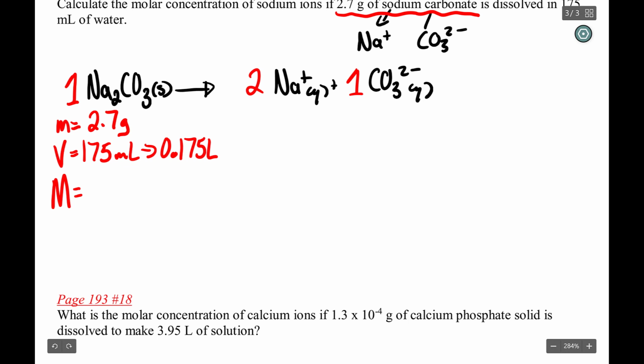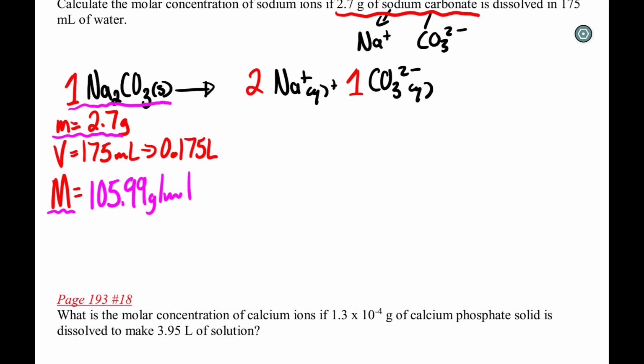Because this mass is of sodium carbonate, I need the molar mass of sodium carbonate. So I've got 2 sodiums, 1 carbon, and 3 oxygens. So it would be 2 times sodium's molar mass of 22.99, plus the molar mass of 1 carbon, 12.01, plus the molar mass of 3 oxygens, so 3 times 16. And so that gives me a total molar mass of 105.99 grams per mole. And now it's possible for me to solve for the concentration of sodium carbonate.